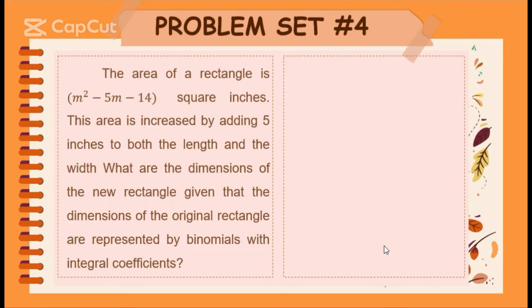Okay? Now, the area of a rectangle is 2m squared minus 5m minus 14 square inches. Sabi, this area is increased by adding 5 inches to both the length and the width. Mag-i-increase daw siya pag in-add ng 5 ang length at ang width. What are the dimensions of the new rectangle given that the dimensions of the original rectangle are represented by binomials with integral coefficients? So, para malaman natin to, pag a-add tayo ng 5, hindi natin i-add agad dito. Kukuhanin muna natin yung dimension ng rectangle.